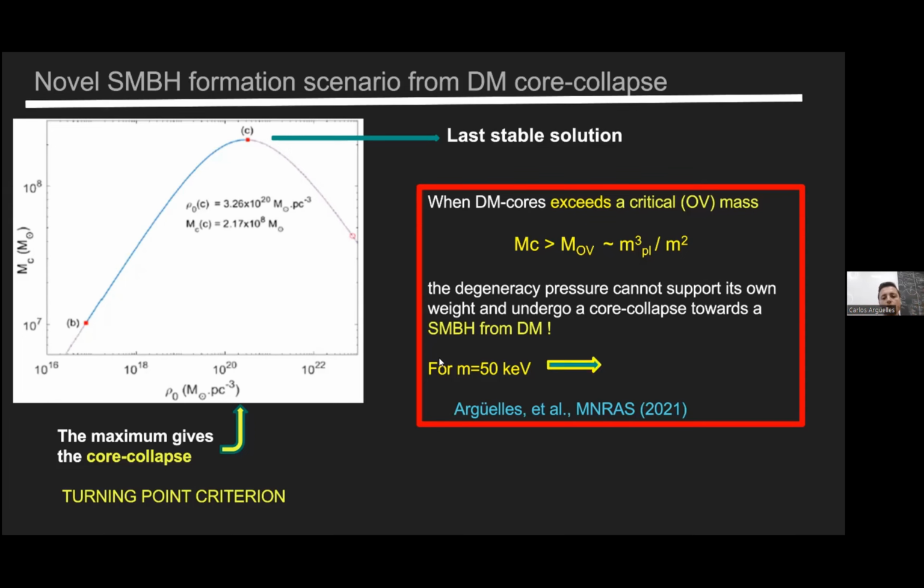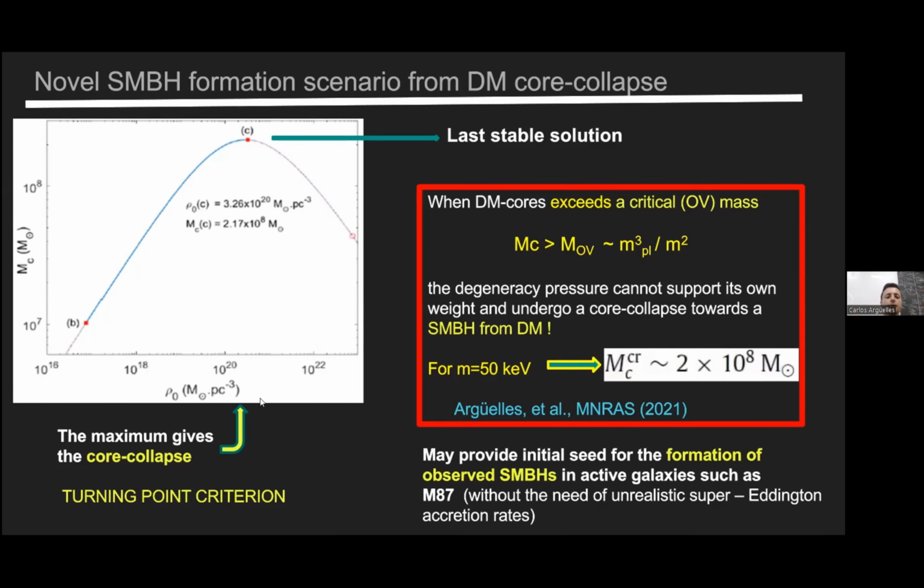So this is interesting because it may provide initial seeds for the formation of observed supermassive black holes in active galaxies without the need to start with Population III stars and then proceed by subsequent accretion. The key point here is that the dark matter halos in galaxies in the high-redshift universe can be born in this core-halo state, and therefore this is a completely different way of seeing dark matter halo formation.